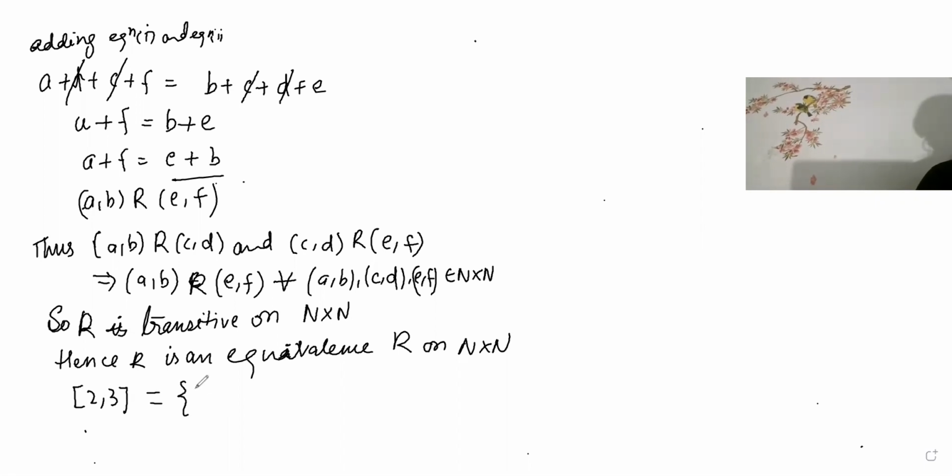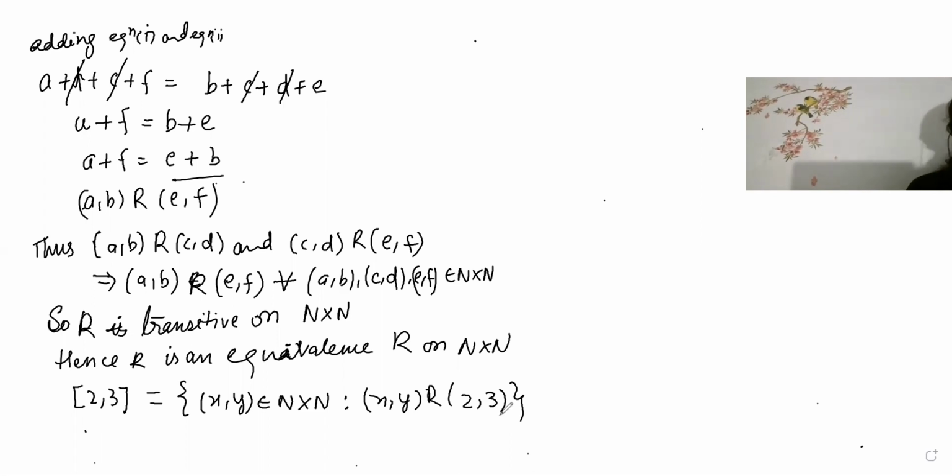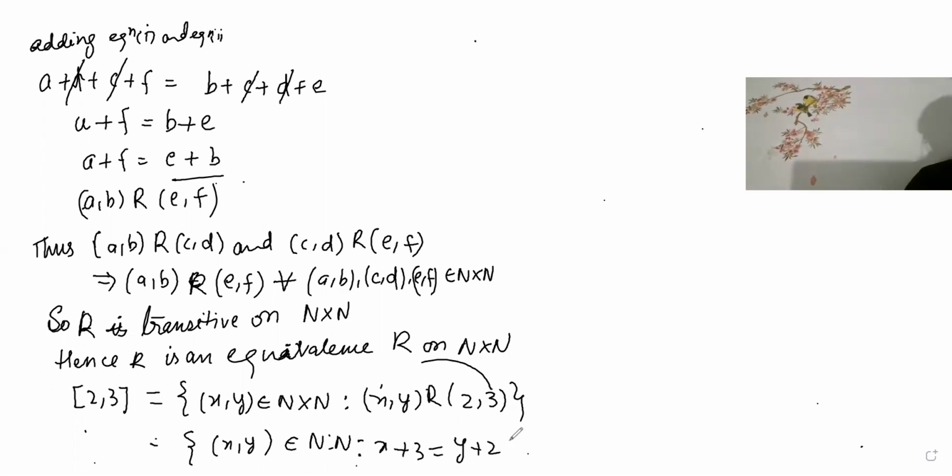So definitely an element (x, y) will be belonging to the set of natural numbers N cross N. Definitely this ordered pair will be belonging. Now (x, y), the first element like x element, should be related to (2, 3). Now beta, how to write this? That means (x, y) belongs to N cross N such that it will become x plus 3 and y plus 2.